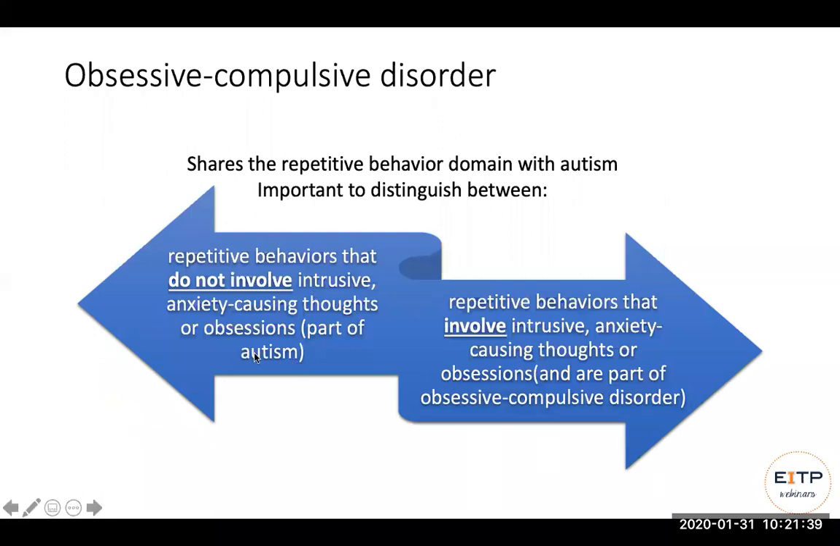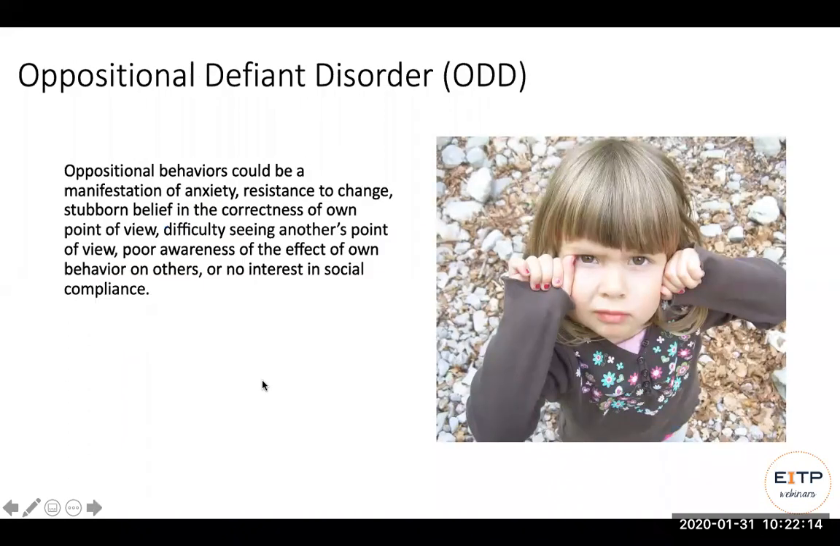A word about obsessive-compulsive disorder: there's a lot of overlap with autism. To differentiate, which is not always clear-cut, repetitive thoughts that do not involve intrusive anxiety-causing thoughts or obsessions are usually part of autism. OCD is a lot of anxiety associated with these repetitive behaviors and thoughts. The thing is, sometimes you have both, but sometimes you can have a clearer differentiation.